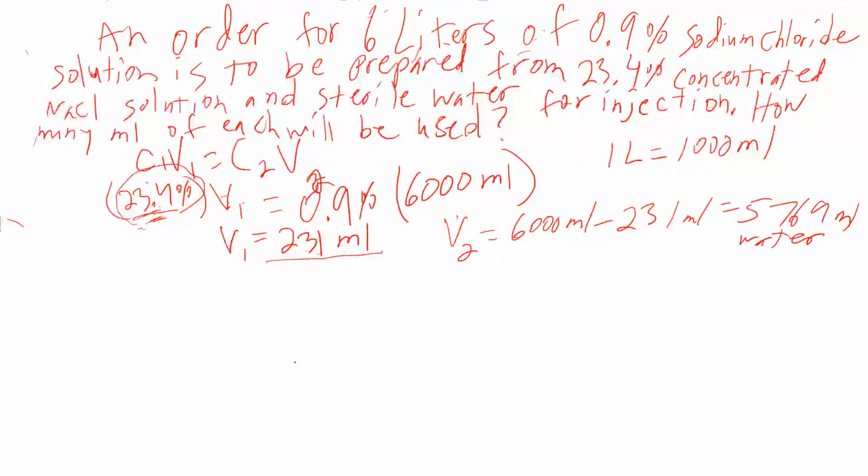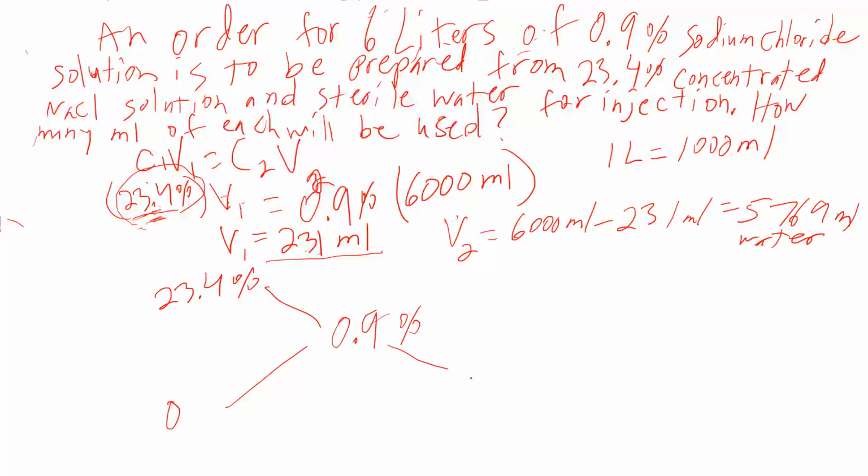Now let's use the other method. Let's use the alligation method. So the top part is the 23.4%. The bottom part, since we're mixing with water, and water doesn't have a concentration, you just say zero. Whenever it's water, you just say zero. Then we want the final to be 0.9%.